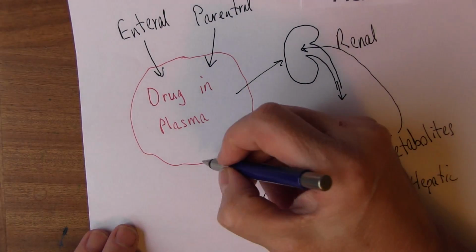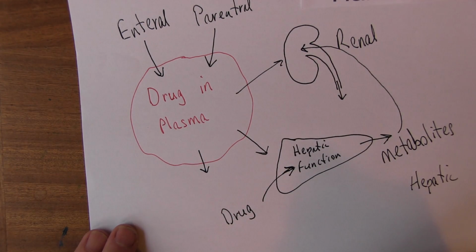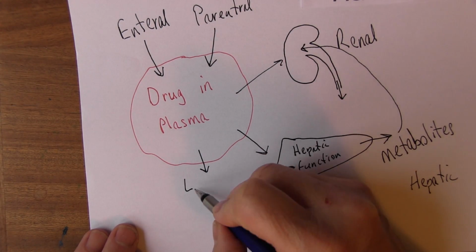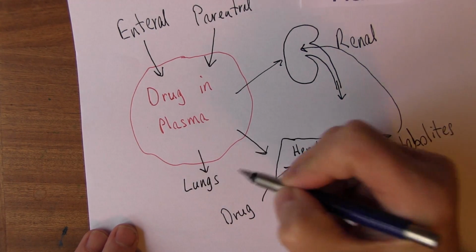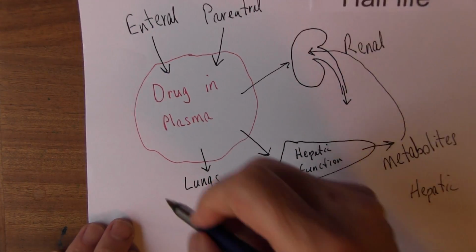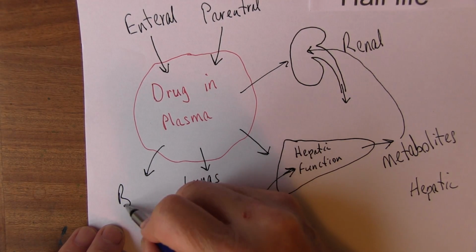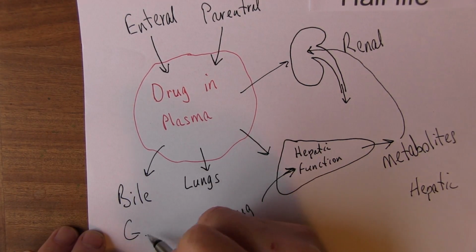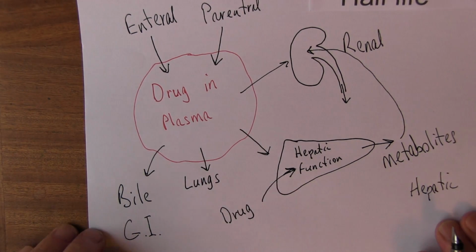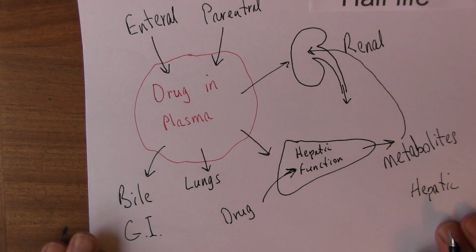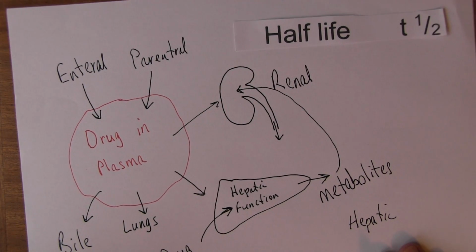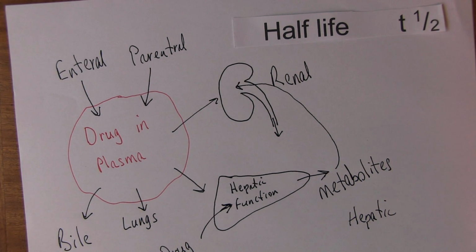Now if someone's been drinking alcohol, you can often smell it because drugs can sometimes be excreted via the lungs if they're volatile. And other drugs can be excreted via the bile and via the gastrointestinal tract, via the digestive system. So there's these various fates of drugs. Now the half-life is important because it's the time course of action of this elimination.